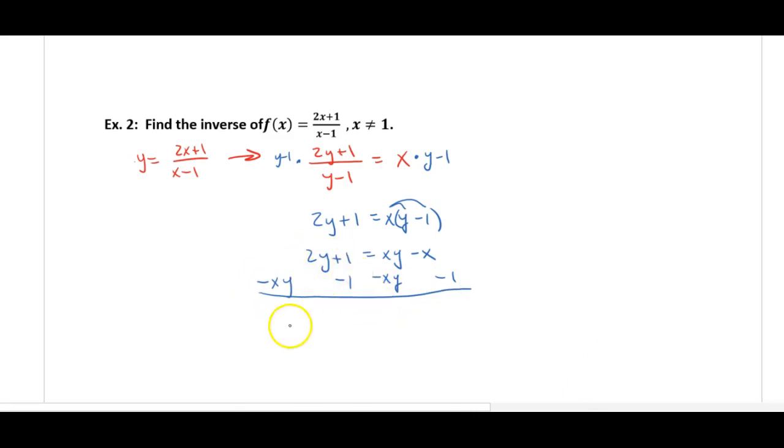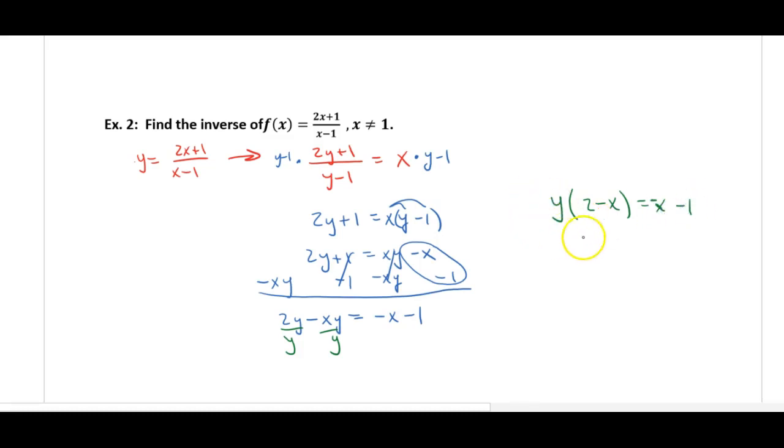Now, if I rewrite this, I'm going to rewrite this as 2y minus xy equals, those go bye-bye, those go bye-bye, and then I'm going to have this negative x minus 1 over here. Now, if you remember how to factor out that GCF, what I'm going to do is pull the y out. And when I divide both of these by y, what am I going to have left over? 2 minus x equals negative x minus 1.